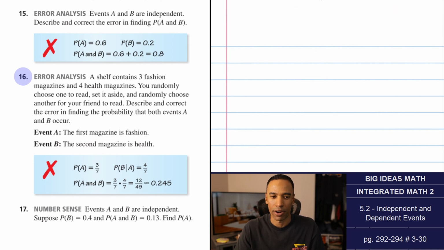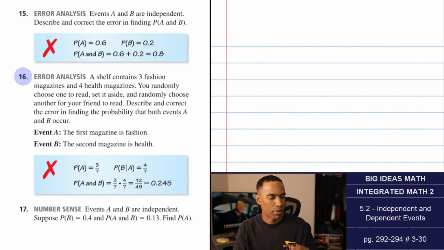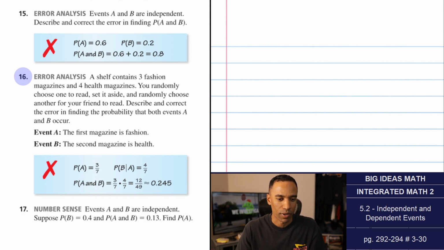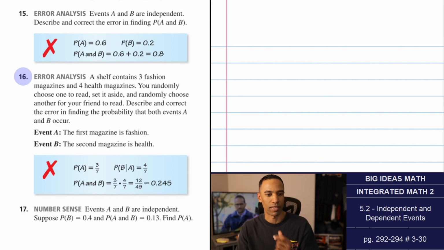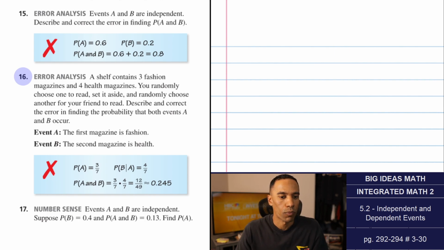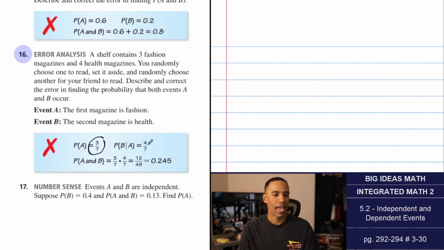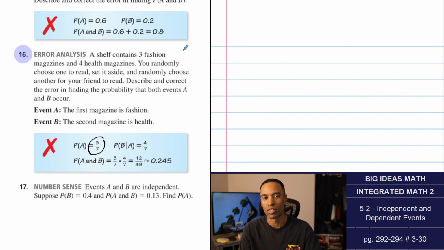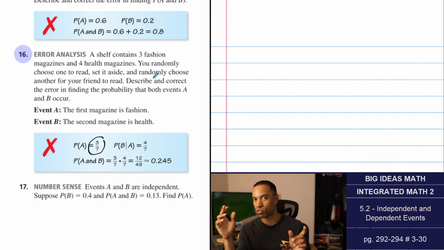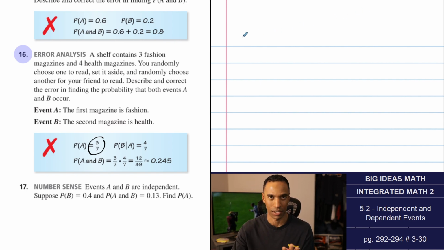All right, number 16, error analysis. A shelf contains 3 fashion magazines and 4 health magazines. You randomly choose one to read, set it aside, dependent, and randomly choose another for your friend to read. Describe and correct the error in finding the probability both events occur. So 3 fashion and 4 health, that's 3 out of 7. Oh, first magazine's fashion, so yeah, it's 3 out of 7 for this. B given A, they said, is 4/7. Remember, the probability of a health magazine in general is 4/7. But once I've chosen a fashion magazine, that's reduced my number. And I'm not going to write out sample spaces for these anymore. I'm done with that.